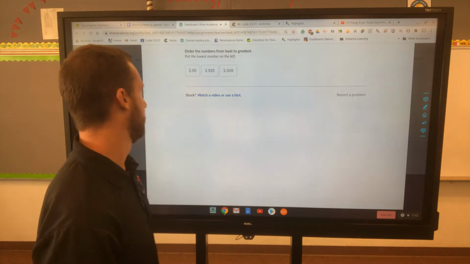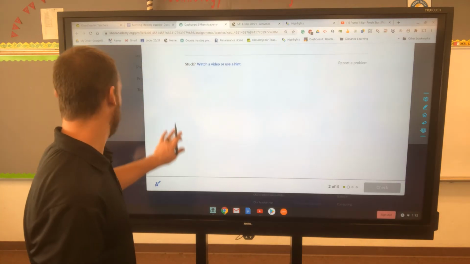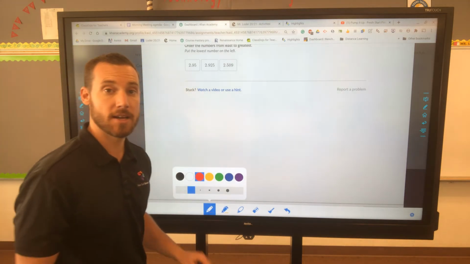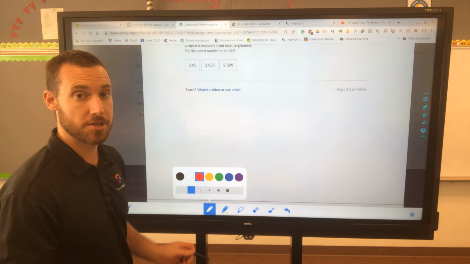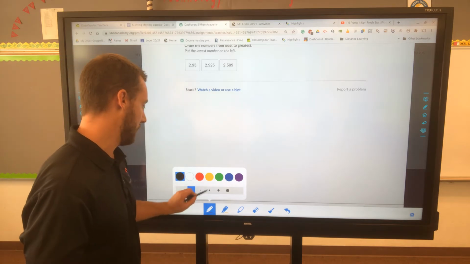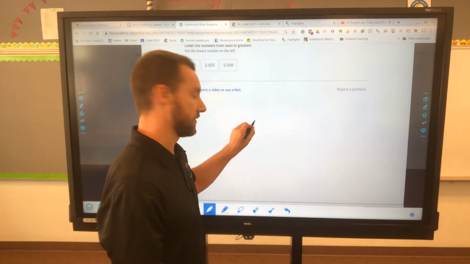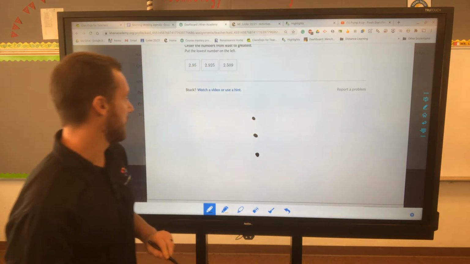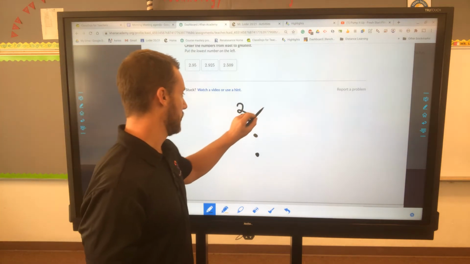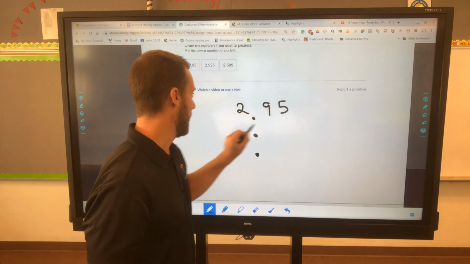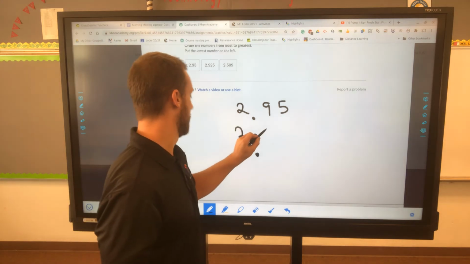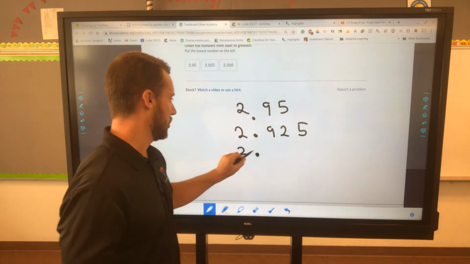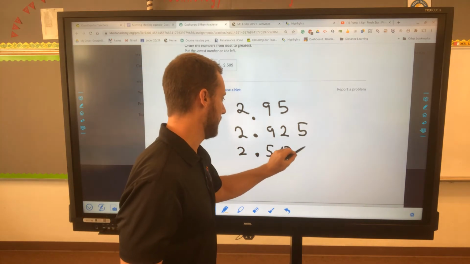Let's do one more. Okay, same idea. I did mention it at the top, but I would like you guys to be writing this down. So make sure you write it in your notebook, how to do each one of these. Stack your decimals. Decimal, decimal, decimal. Input your numbers. 2, 9, 5, 2, 9, 2, 5, 2, 5, 0, 9.